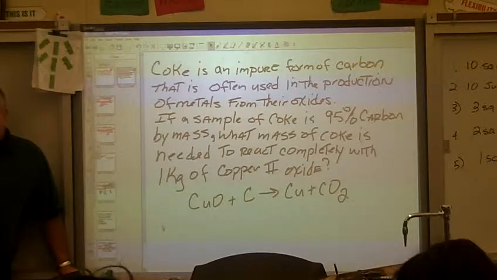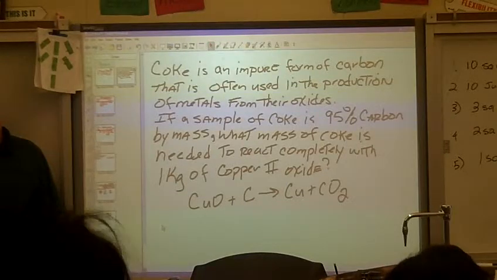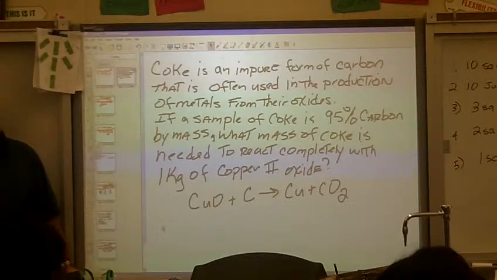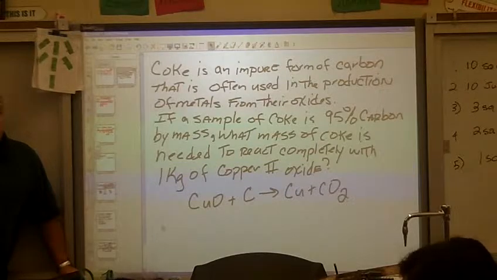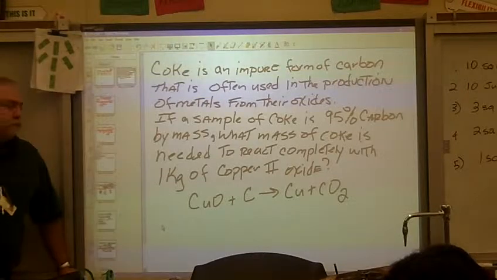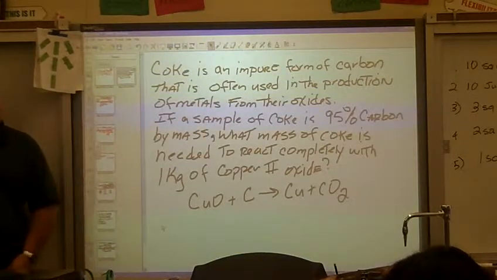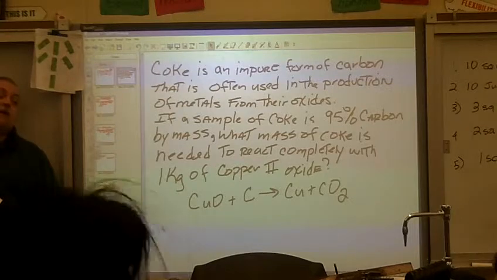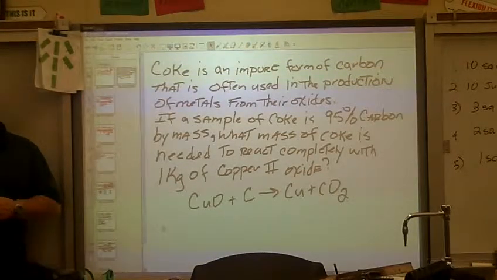I give up. Wait, coke is 95% carbon, but coke also has something else in it. Yeah, but all I'm concerned about is how much coke we need. That has nothing to do with this. I just took 95%. So wait, you're supposed to change into grams. Say it again? 1 kilogram into grams. Okay, that's good. I changed that. Good. So now you know what? I know that there's 1,000 grams of copper 2 oxide. Perfect. So now that you know how much copper 2 oxide you have, what's the next step? What are you going to try to solve for?